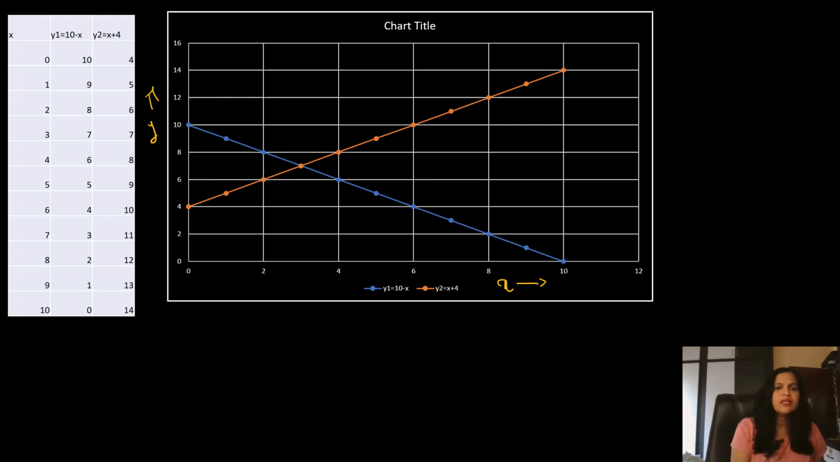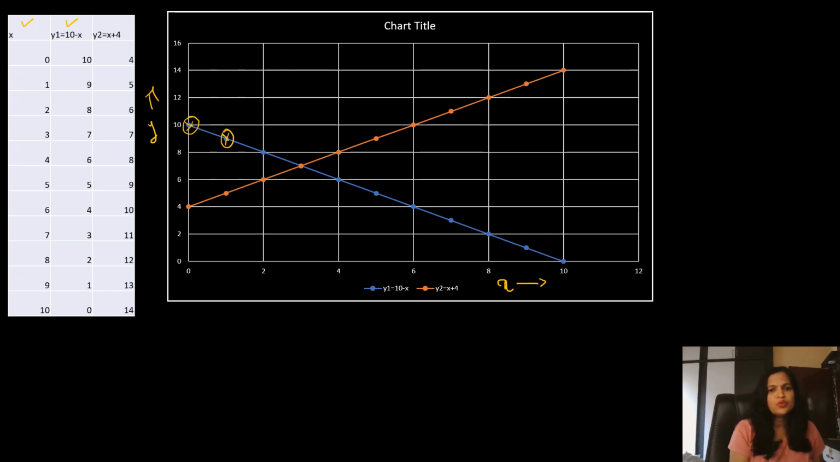Then start marking the points on the graph. First take both x and y1, and make one straight line with the help of that. When x is equal to 0, y1 is equal to 10. This point you mark. Next, when x equal to 1, the value of y1 is 9. Between 8 and 10 you mark 9. First you have to mark the points, then join these.